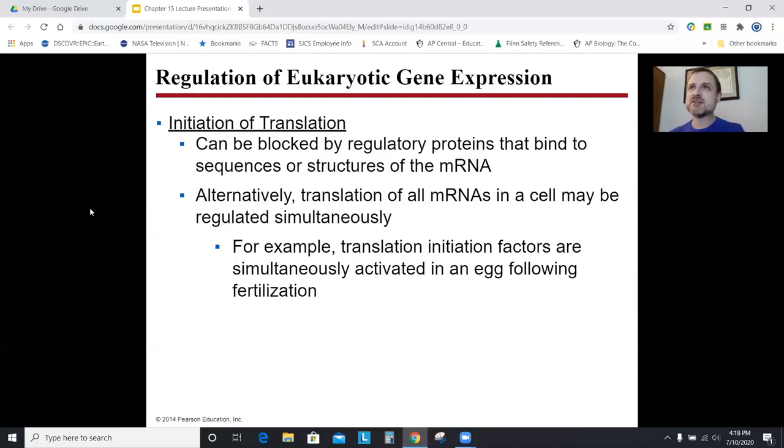So it's basically the cell preparing for fertilization. It's easier to have made 1,000 messenger RNAs up front and not need them than to wait for fertilization and then have to make them all from scratch at once. So many times a cell will make messenger RNAs and have them inactivated by regulatory proteins. Some event, like fertilization, triggers them being activated, all right?